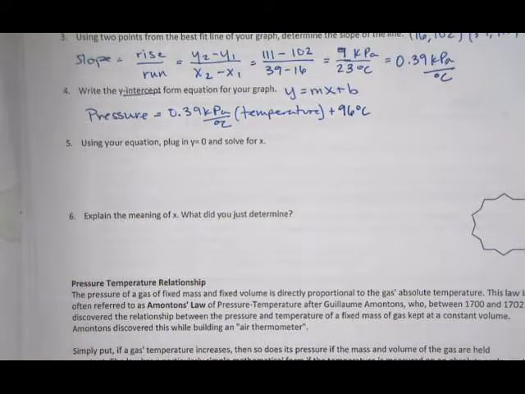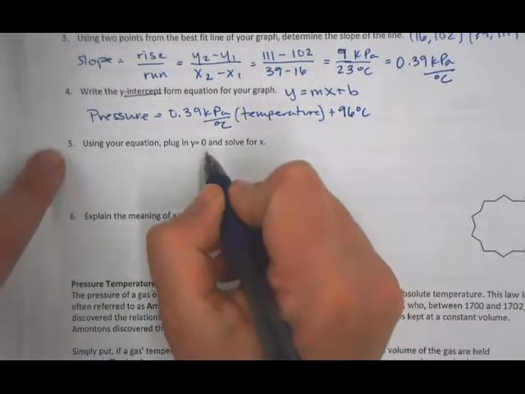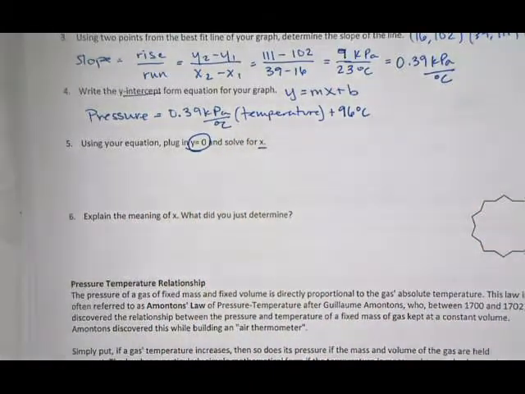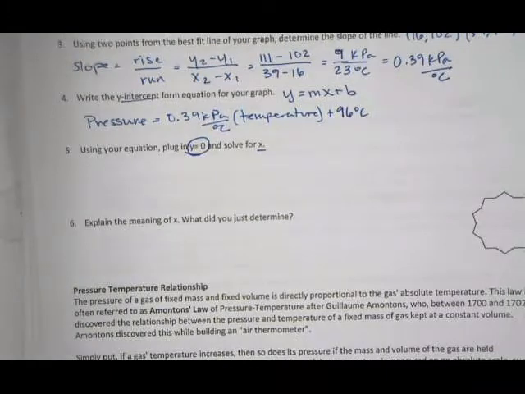Okay, this equation and lab that we did is pretty powerful in that we can now use this to solve for any pressure or temperature just by plugging it into the equation. So number 5 wants us to plug in what happens if y is 0, and y on our graph was pressure. So what happens if I remove all the pressure from the container? What would my temperature be?